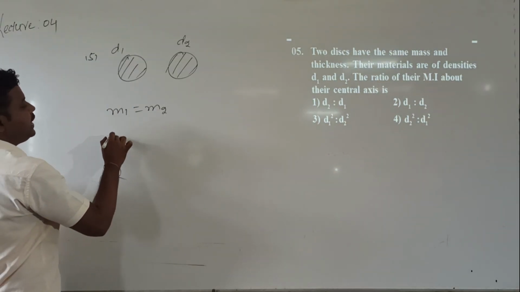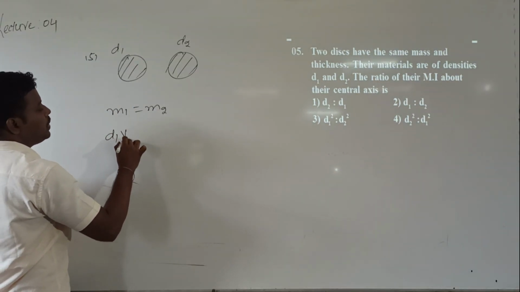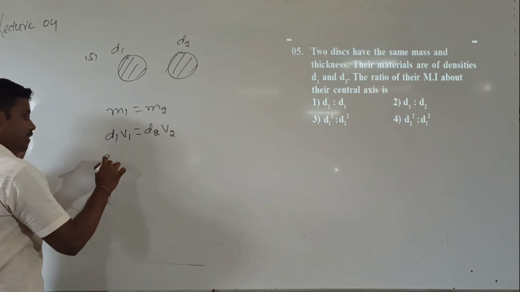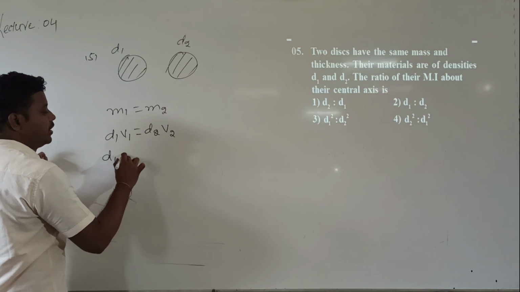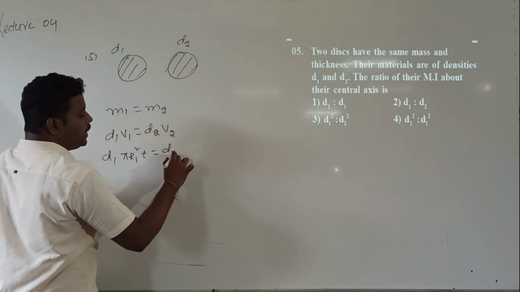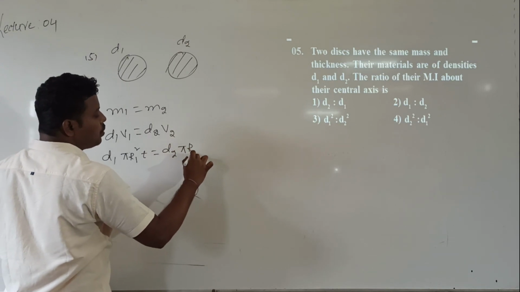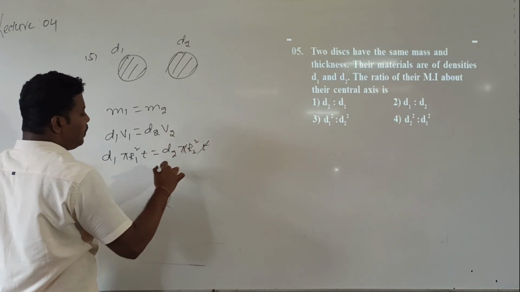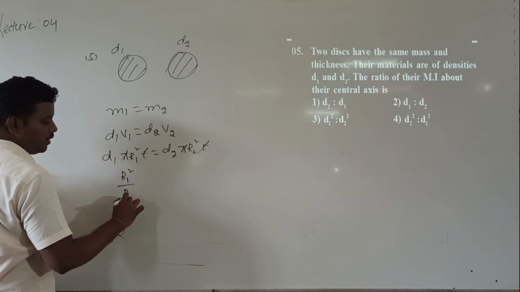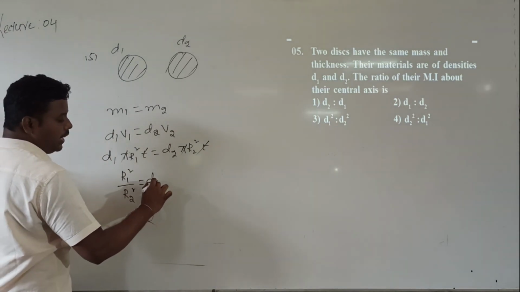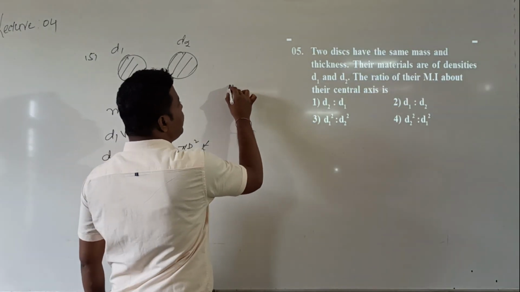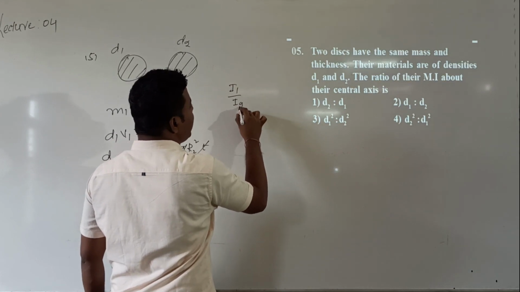Mass is equal to density into volume. Can I write d1 into volume v1, d2 into volume v2? What is the circular disc volume formula? Area into thickness. Pi into r1 square into t, and here d2 into pi into r2 square into t. The t value and pi value cancel. Then the answer for r1 square by r2 square will be equal to d2 by d1. Now what are they asking? What is the ratio of their moment of inertia? What is I1 by I2?